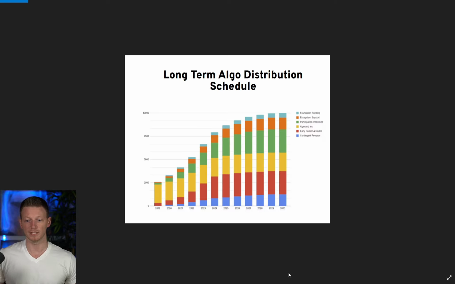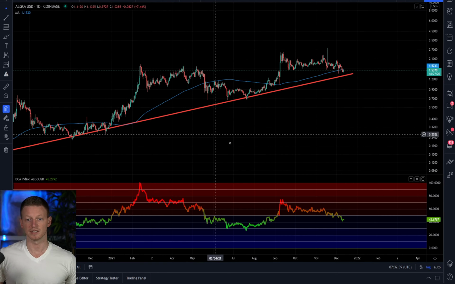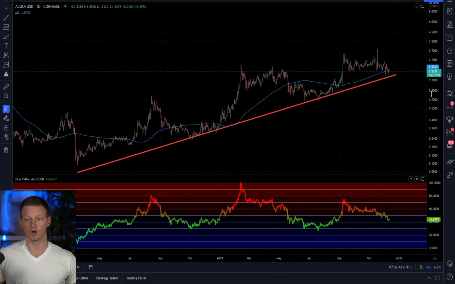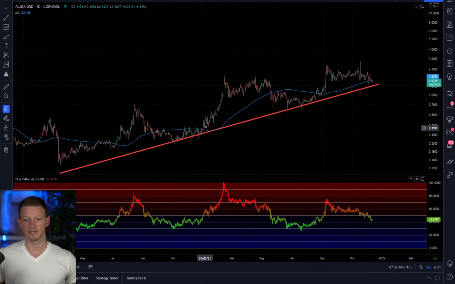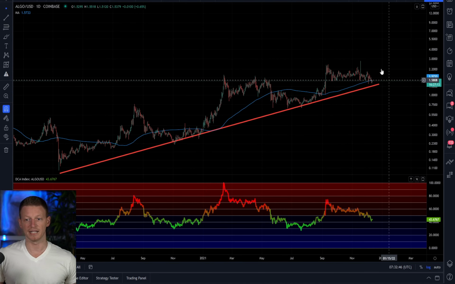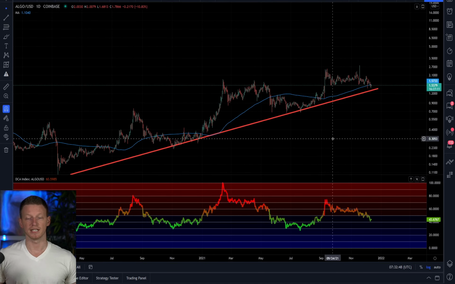And I think that's why you're seeing, in spite of it being a good project, and in spite of it having a lot going for it, the price is sort of stagnant over time because people are interested in it, people are buying into it, but you're getting constant sell pressure.